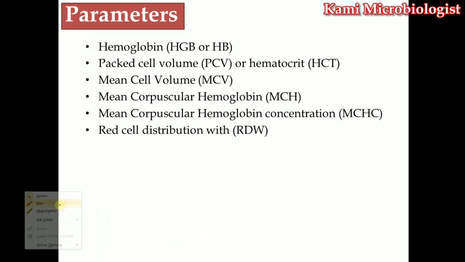Then we have the parameters, meaning what we mostly see in an RBC test. We count the RBC, we measure the hemoglobin level, and we check the packed cell volume or hematocrit. We also check the mean cell volume, mean corpuscular hemoglobin, mean corpuscular hemoglobin concentration, and the red cell distribution width. So these are the parameters. Inshallah, we will talk about each parameter one by one in other video lectures, but in this video we are going to talk about the first parameter, that is the RBC count.